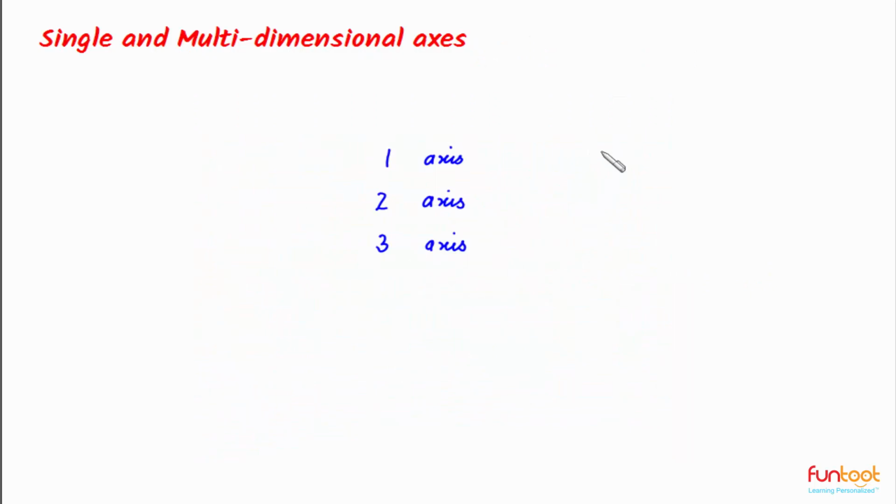In Cartesian coordinate system, we can take help of a single axis, that means one axis only, when we have to represent points along a line, we can take help of two axes when we have to represent a point in a plane, and we can take the help of three axes when we have to represent a point in space.